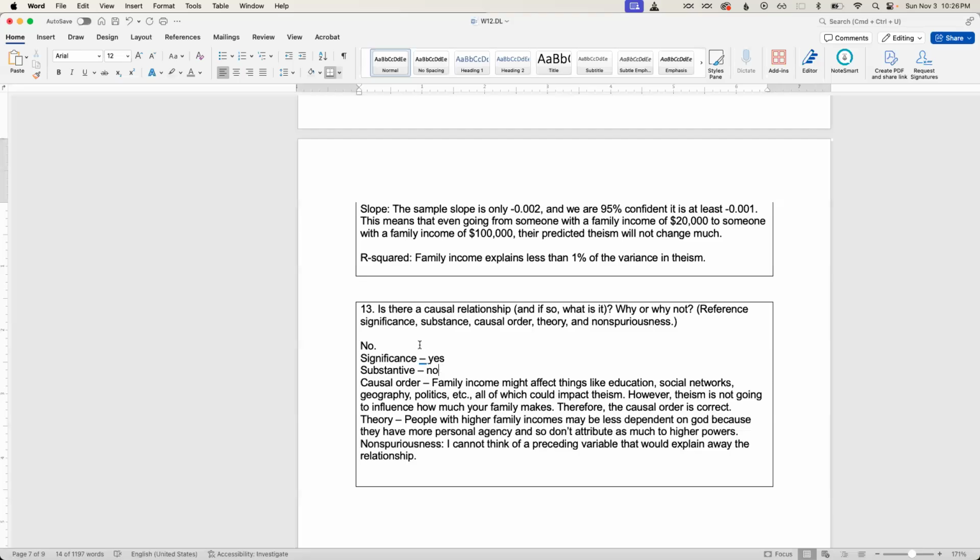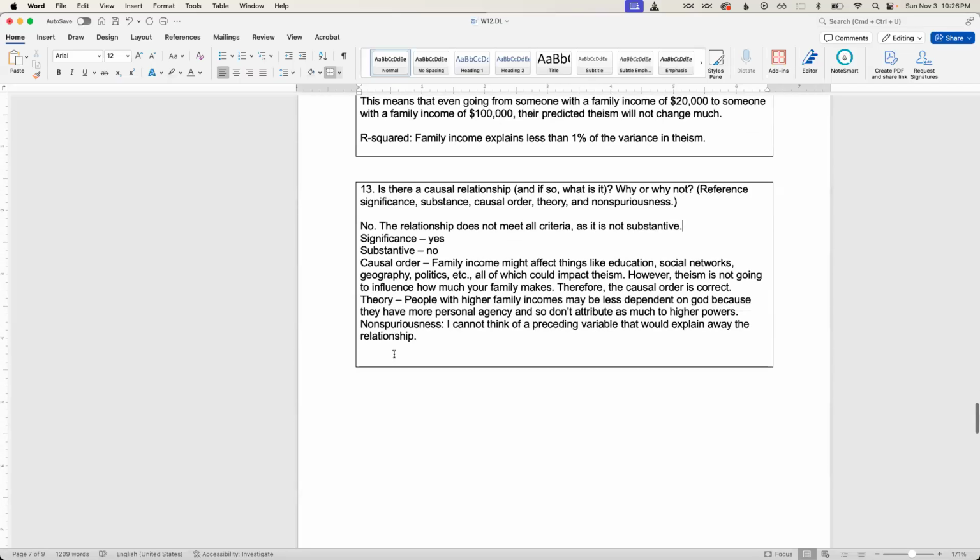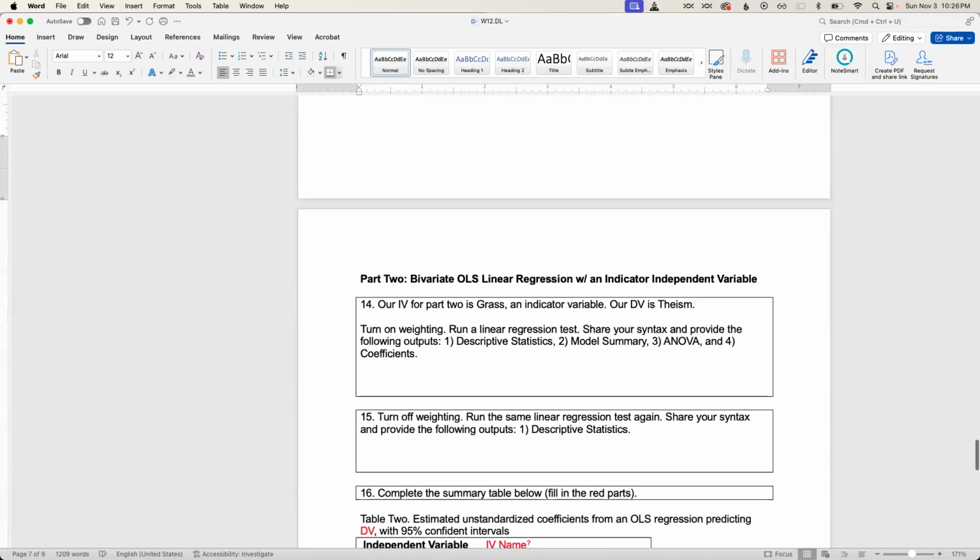So we can see that all of these could work except for the substantiveness. And so, it could be causal where it's having an impact, but it's having such a slight impact that it's not enough for us to care about. And so the relationship does not meet all criteria as it is not substantive. So no, there's not a causal relationship. Okay. That's part one.